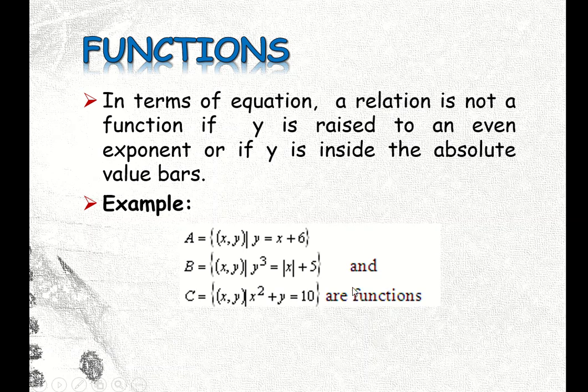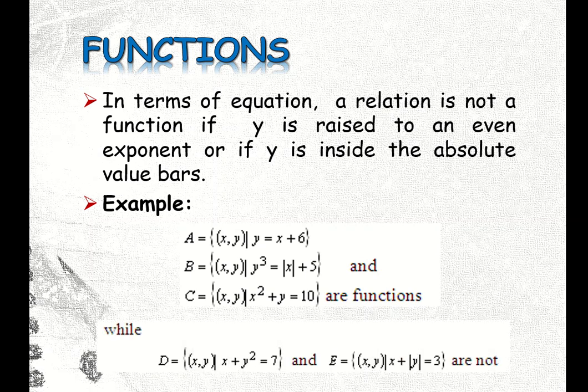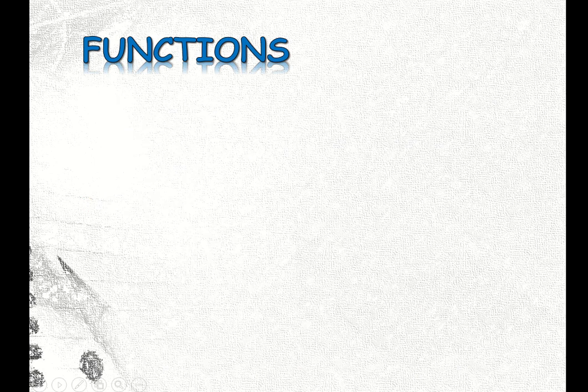So that is how to examine whether a relation is a function or not, if it is expressed in terms of a formula or in set notation. These first three examples are considered functions. But for the fourth and fifth examples, set D and set E, if you examine them, we have a y that contains an even exponent. This makes the relation not a function. And also in set E, we have a y that is inside the absolute value bars. So therefore, these two sets, D and E, are not functions.